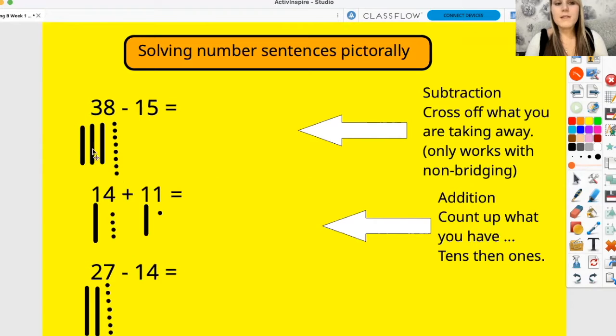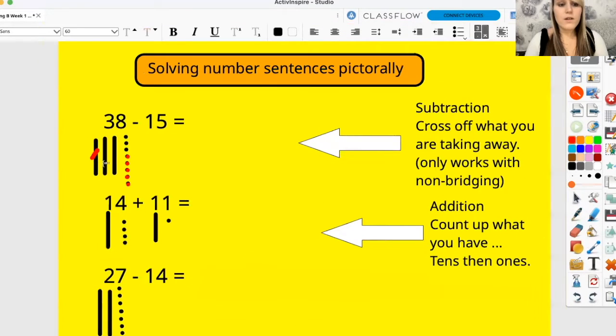So we draw the tens and the ones, 10 sticks for tens and dots for ones, and then we just simply cross off what we don't need. I'm going to use a different color pen so it's clear. I'm taking away 1 ten stick and I'm taking away 5 ones. So 1, 2, 3, 4, 5. And then I just count what I have left. So I've got 10, 20, 21, 22, 23 left. So I pop in my answer.